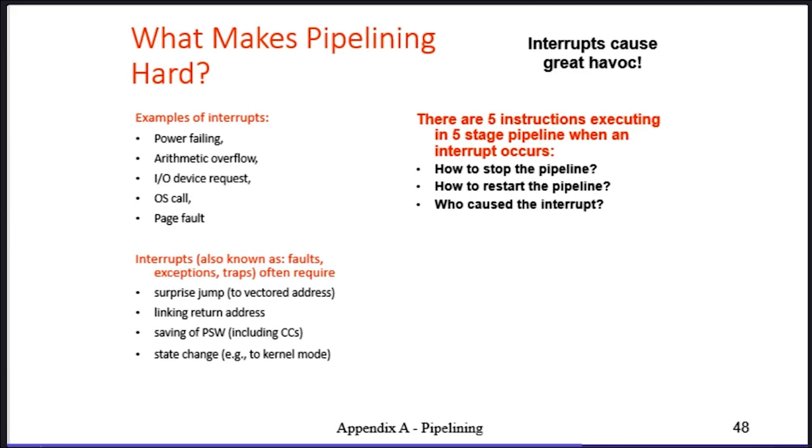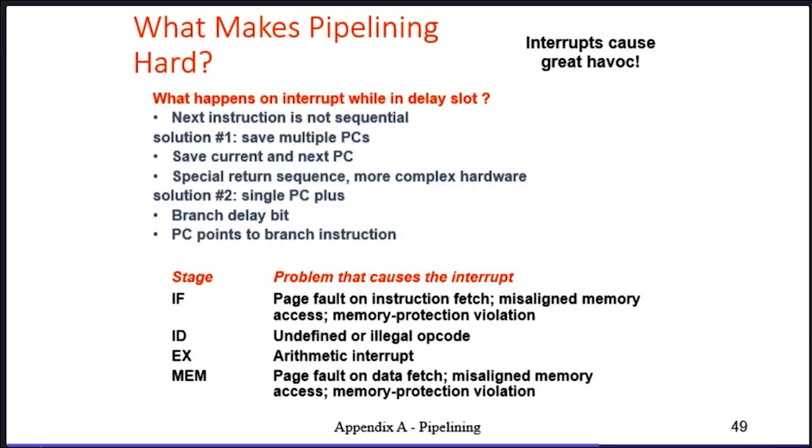The longer the pipeline, the worse the problems of hazards for branch instructions. Interrupts like power failing, arithmetic overflow, I/O device request, OS call, and page fault cause a lot of trouble. Here are the various problems in each stage.